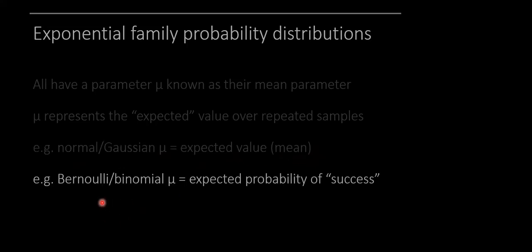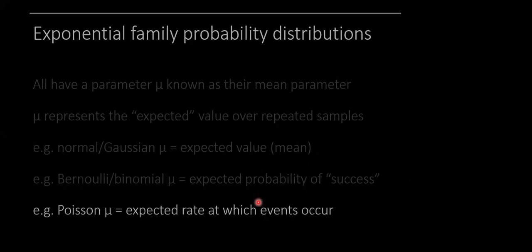Another probability distribution that is very commonly used, and we'll come back to in the context of logistic regression, would be the Bernoulli distribution, or more generally the binomial distribution. And here the mean parameter mu is the expected probability of success. We'll come back to that before I define it further.